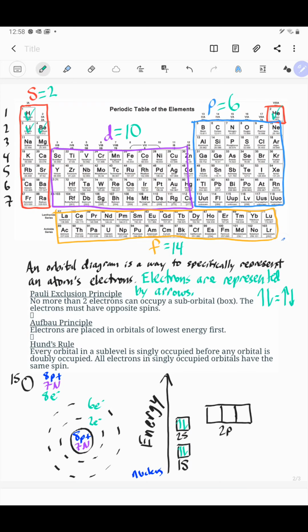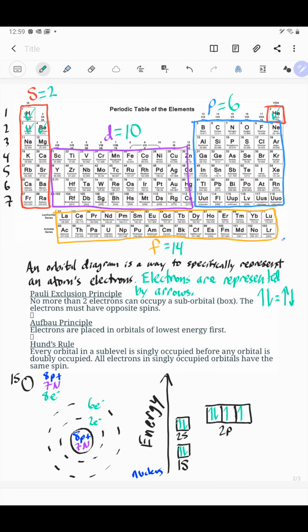So let's count how many more electrons we need. We already have 4, and there are 8 total, so we need 4 more. So I'm going to draw in 1 electron per box at a time before I go back and fill in any boxes with 2 electrons. And here is why. We're going to look at our rules. No more than 2 electrons can occupy a suborbital, which is one of these boxes. So we can't have more than 2, and we haven't drawn more than 2, so we're good with that. And the electrons must have opposite spins. So if you have 1 electron pointed up, then the other electron inside of the box needs to be pointed down.